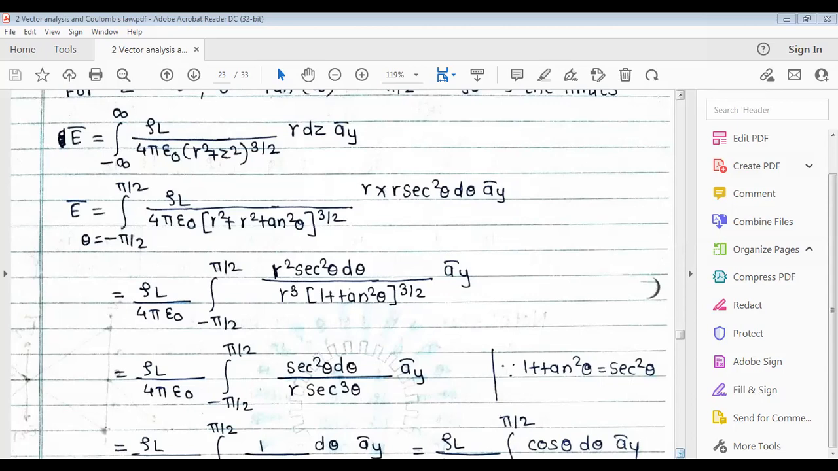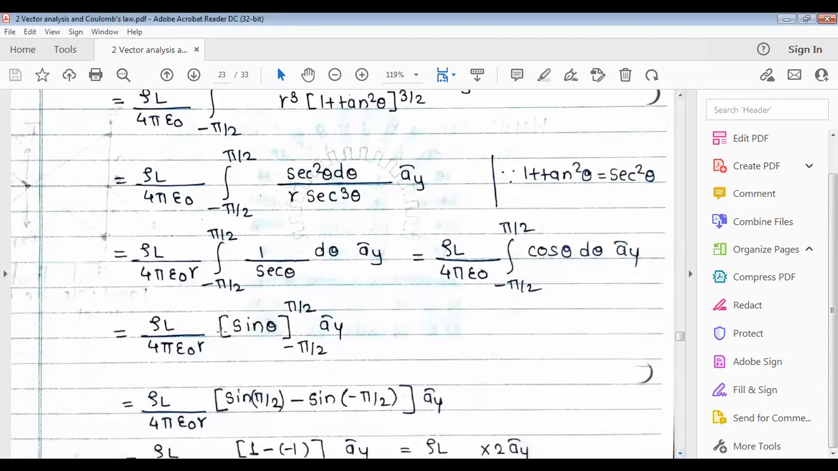Okay, so it is equal to rho L upon 4 pi epsilon 0. Again r is taken to the outside. Integration from minus pi by 2 to plus pi by 2. This sec square theta will cancel with sec cube, that means sec square theta, and 1 sec theta will remain, and d theta into unit vector a bar y, and 1 upon sec theta is equal to cos theta. Okay, cos theta d theta a bar y.